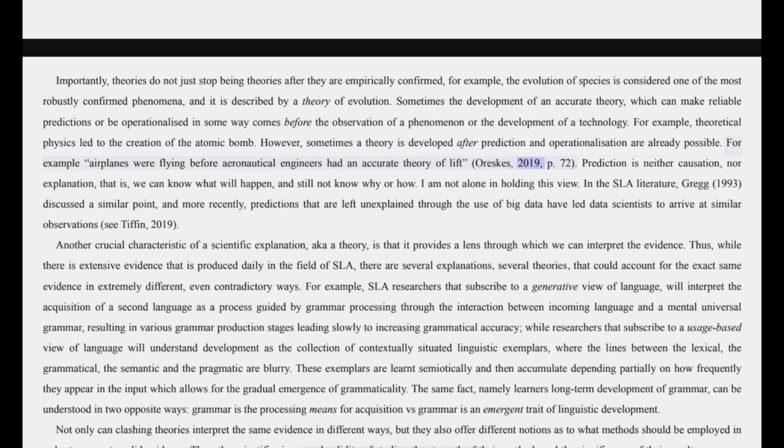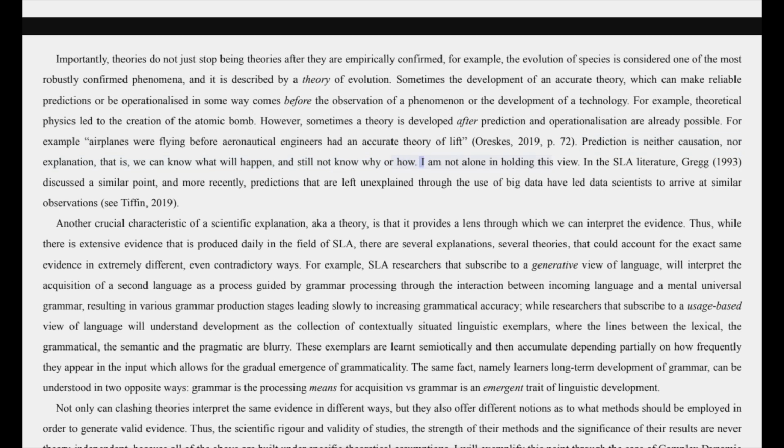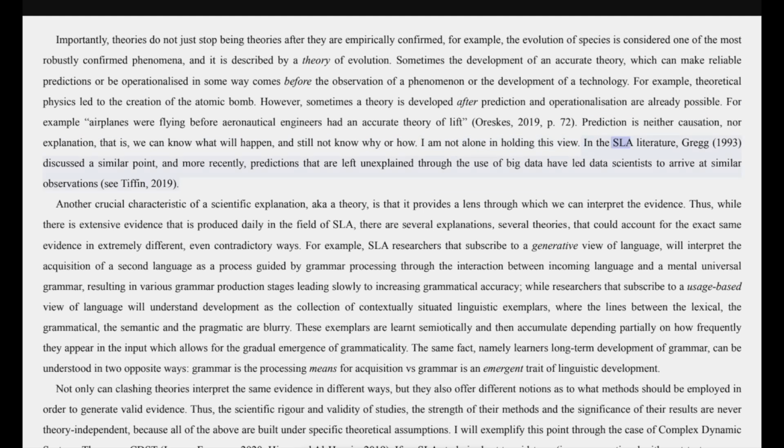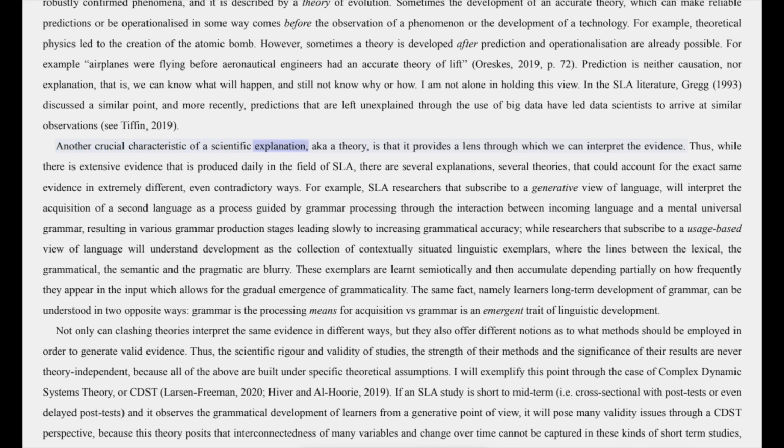Oreskes 2019, p. 72. Prediction is neither causation nor explanation. That is, we can know what will happen, and still not know why or how. I am not alone in holding this view. In the SLA literature, Gregg 1993 discussed a similar point, and more recently, predictions that are left unexplained through the use of big data have led data scientists to arrive at similar observations, see Tiffin, 2019. Another crucial characteristic of a scientific explanation, also known as a theory, is that it provides a lens through which we can interpret the evidence.